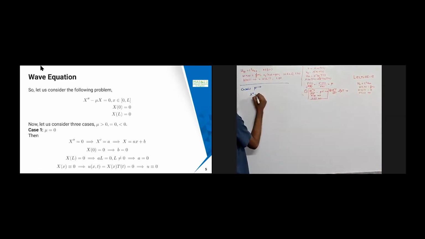In that case, X double dash equal to 0, which implies X dash equal to a, and X equal to ax plus b.